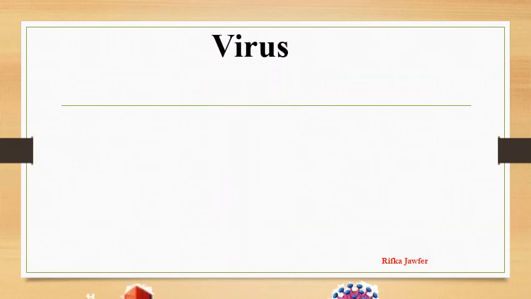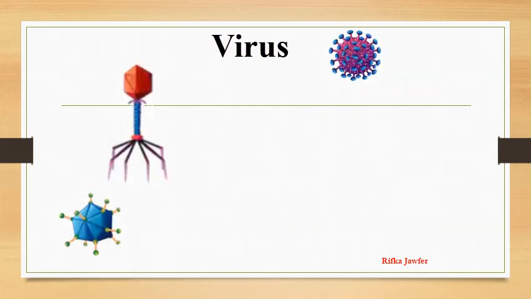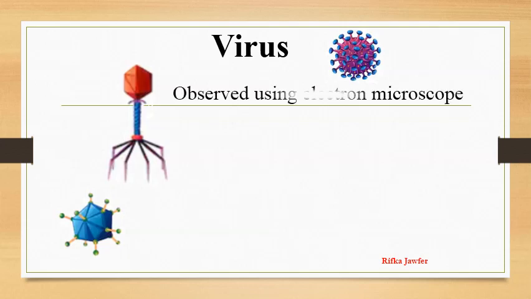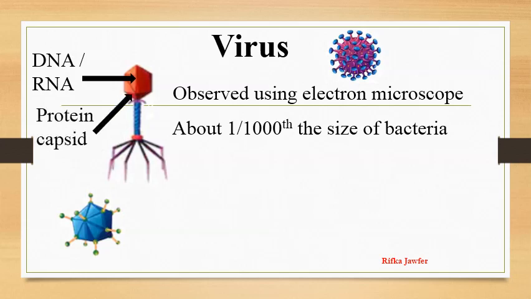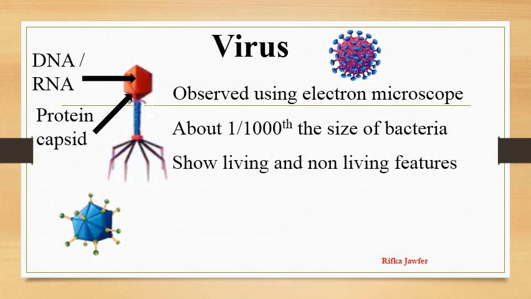Virus is a good example for it. They are very small and observed using electron microscope. They are about 1/1000 the size of bacteria. Virus is not considered as a cell. They are composed of DNA or RNA nucleic acid enclosed by a protein capsid. They show both living and non-living characteristics.